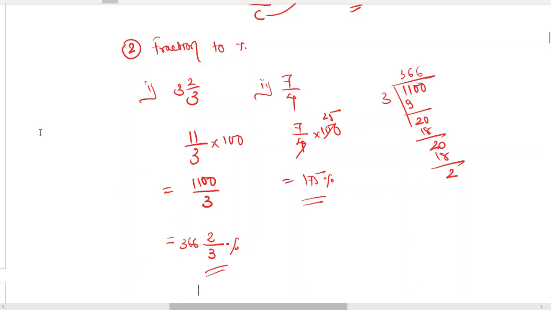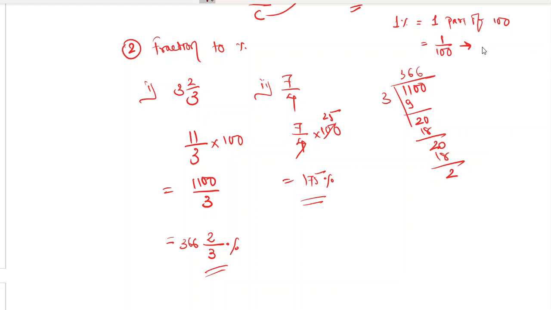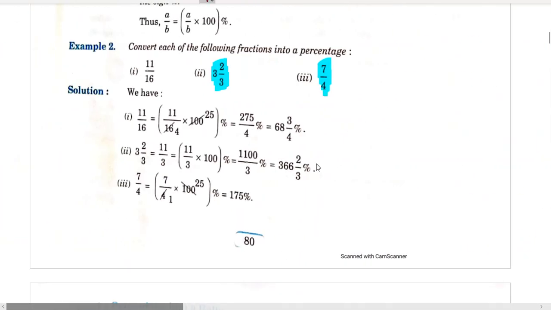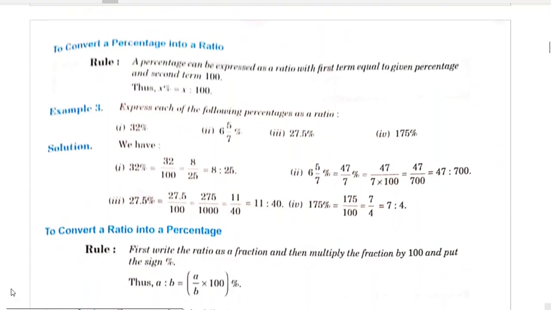Some people might think, how can percentage be greater than 100? Percentage can very well be greater than 100, because 1% is 1 part of 100. That is 1 upon 100, and that can be called a hundredth part, right? So if there is a single hundredth part, I can have multiple hundredth parts. I can have 175 hundredth parts, right? So that is 175%. Now you understand? Okay, so let's check the answer. 366 2 by 3% and 175%. Absolutely correct. Let's go ahead.